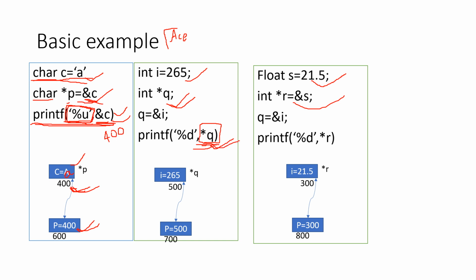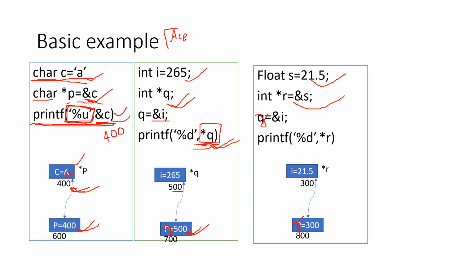So here, Q equal to ampersand I. It means that Q is going to store the address of I. So what is the address? 500. So P is containing, sorry, it's not a P, it's a Q. Here also Q. This is also Q. I made a mistake. Not Q, this is R. This is R and this is R, right? So Q is just going to store the address of I, and that is 500.